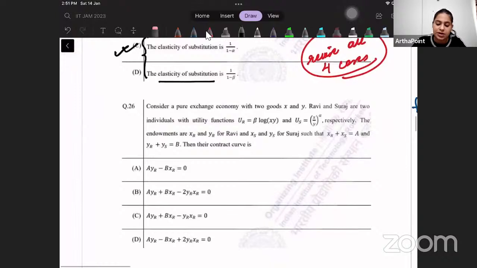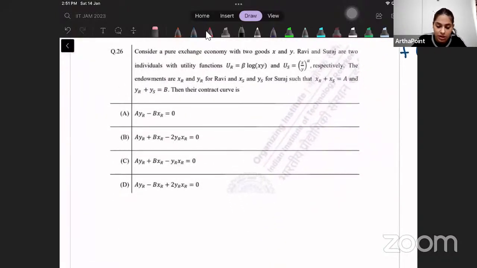Okay, come to the next question. Consider a pure exchange economy with 2 goods, good X and Y. Ravi and Suraj are 2 individuals with this utility function. So do you see that they're trying to test how good you are at understanding that they are just doing a monotonic transformation of the original function.